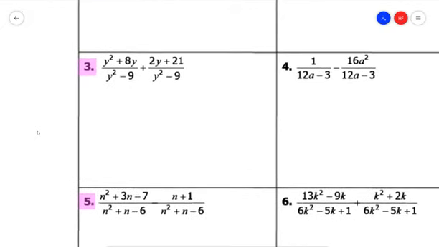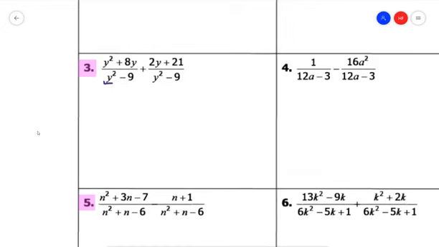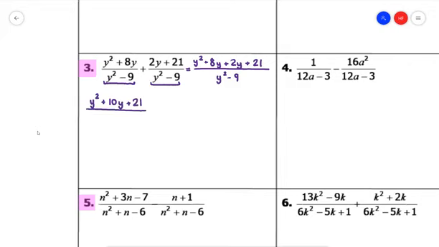Now on number 3, we see that we've got a little bit more to do here. So remember, we're looking for common denominators. They both say y squared minus 9. So I'm going to add everything on the top, and then keep that common denominator. Then I will combine any like terms, so we've got y squared plus 10y plus 21. And then on the bottom we have y squared minus 9.